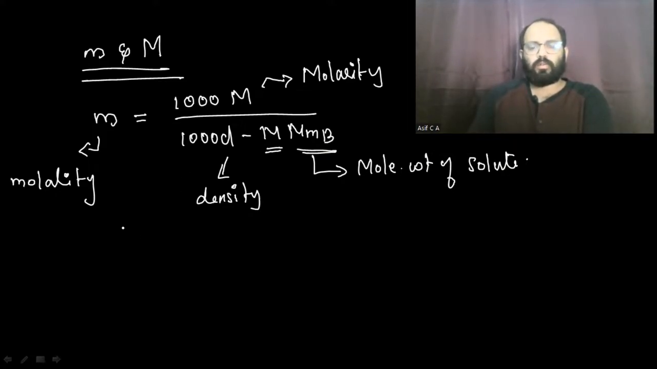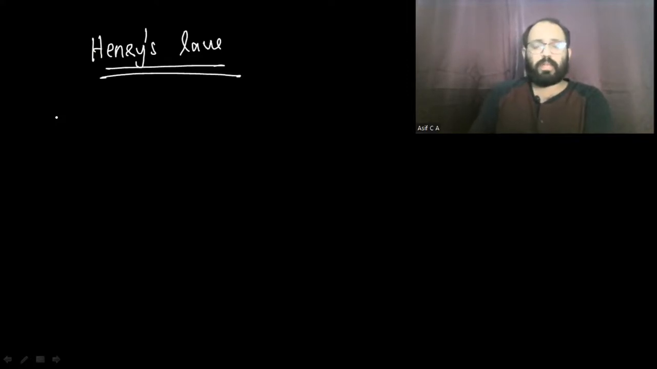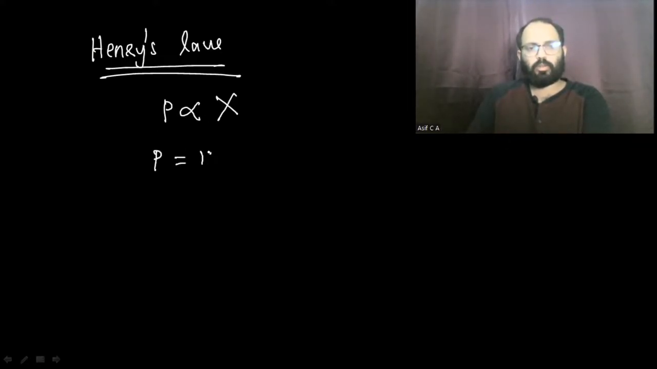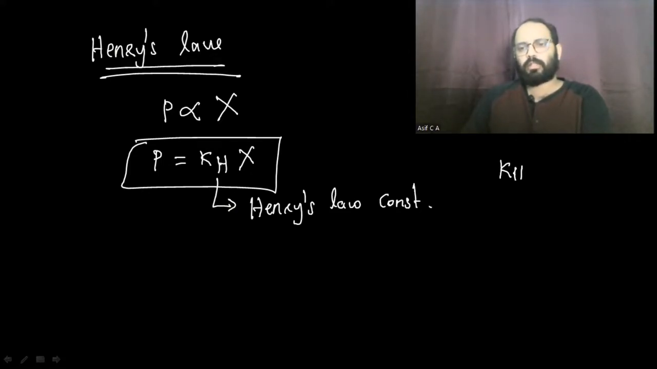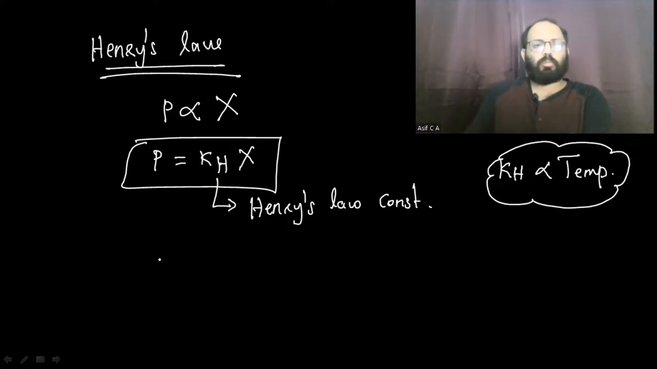Then, as the chapter continues, we see Henry's law, the law of partial pressure. Henry's law says that the pressure of a gas in the vapor phase is directly proportional to its mole fraction. That is, P is equal to KH x, where P is pressure, x is mole fraction, and KH is Henry's law constant. Just remember that KH is directly proportional to temperature.